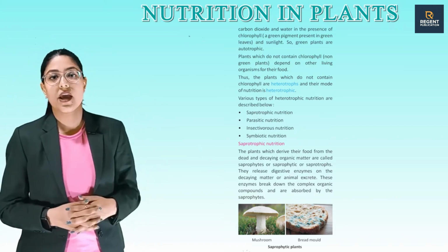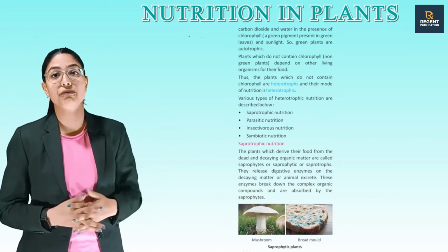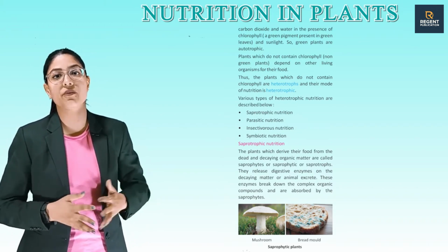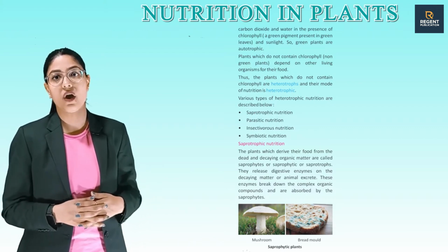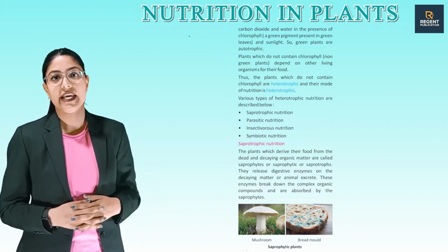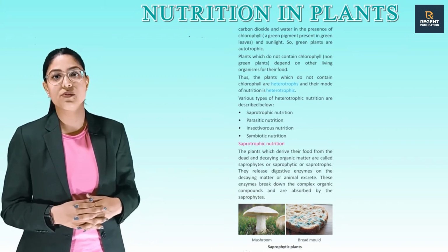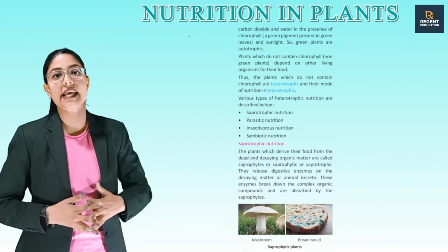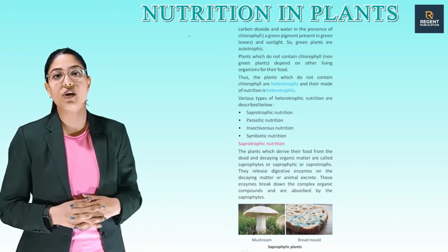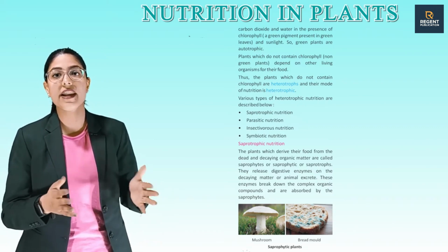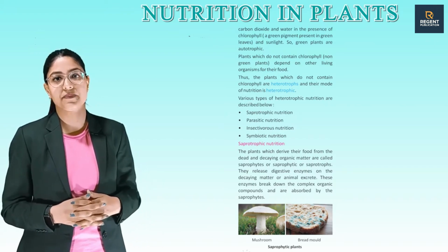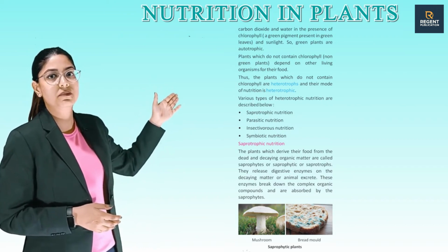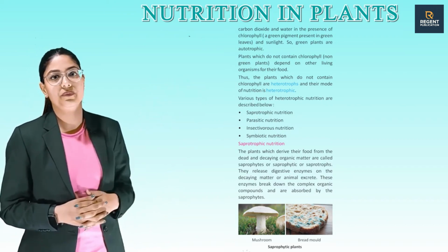Saprotrophic nutrition. The plants which derive their food from dead and decaying organic matter are called saprophytes or saprotrophs. They release digestive enzymes on the decaying matter or animal excreta. These enzymes break down the complex organic compounds, which are absorbed by the saprophytes. Saprophyte plants: mushroom and bread mold.